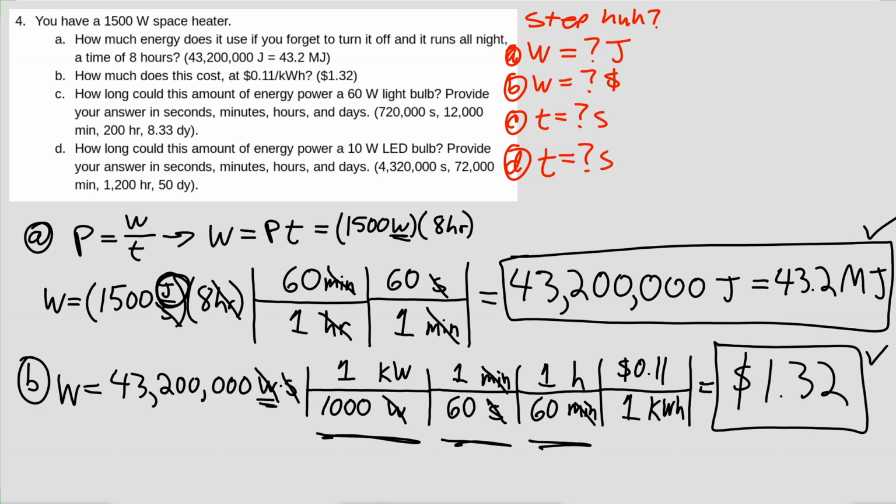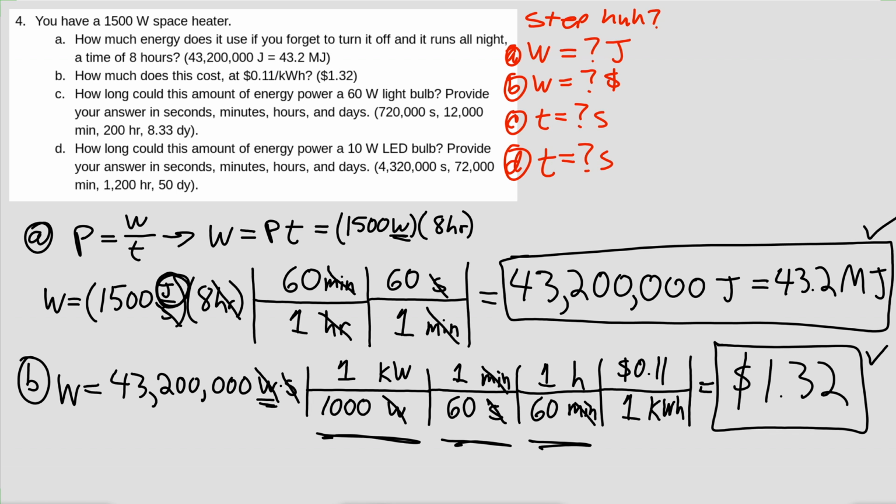In part 1 of this, we already figured out how much work we're going to do, how much energy we're going to use. We got 43,200,000 joules. And then in part B, we figured out how much this will cost. So now we're going to figure out parts C and D, which is how long this amount of energy could power two different things. First, a 60 watt light bulb, and second, a 10 watt LED light bulb, the more modern, more efficient kind.